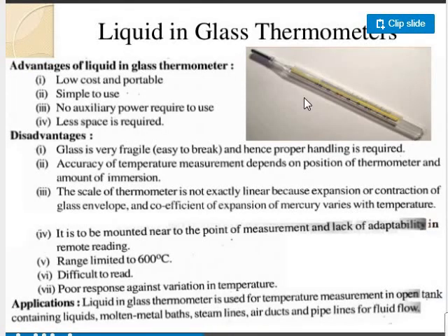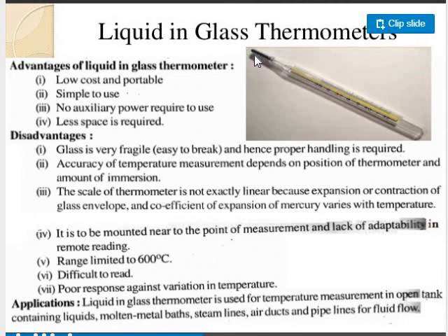Coming to the advantages: low cost, portable, simple to use, no power required, less space. Looking at the disadvantages, if the thermometer is dropped and broken, that's it. Hence proper handling is required. Accuracy of the temperature measurement depends on the position of the thermometer and the amount of immersion. So this entire bulb must definitely be immersed inside.